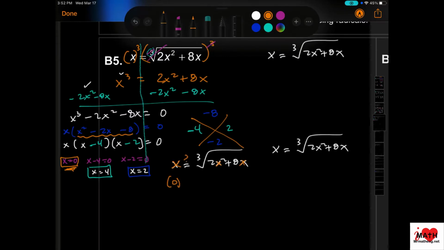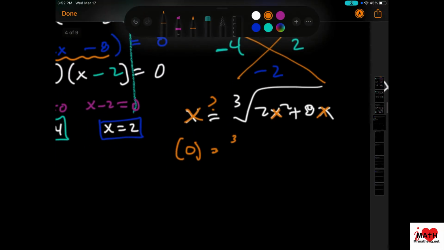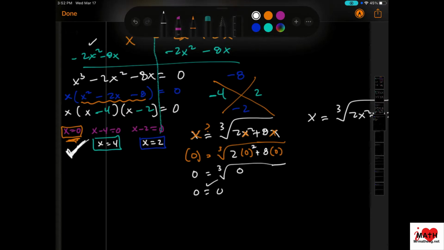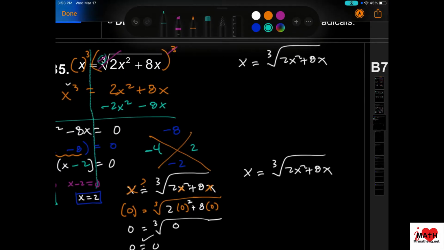0. Okay, we're testing this. And this will be a 2 squared plus 8 times 0. Okay, so we get 0. Remember, you're using PEMDAS here, so exponents: 0 times 0 is 0. 0 times 2 is 0. 0 plus 8 times 0 is 0, and the cube root of 0, 3 identical numbers that multiply to be 0, is 0. What does this mean? This one is a solution. It checked. Okay? Let's go ahead and do x equals 4 now.